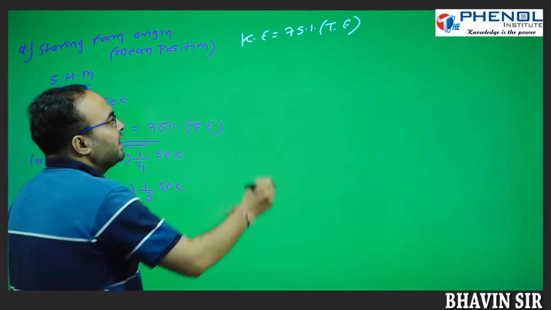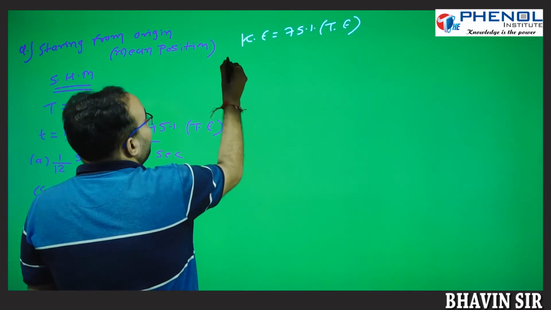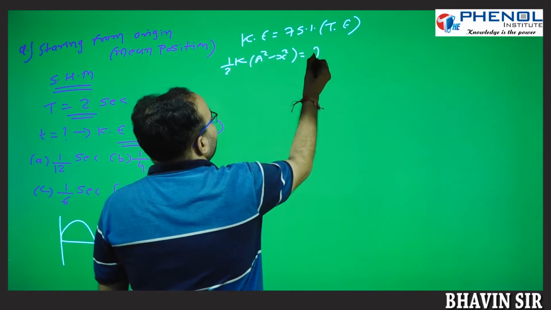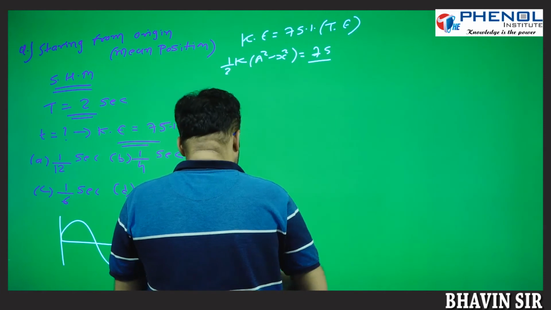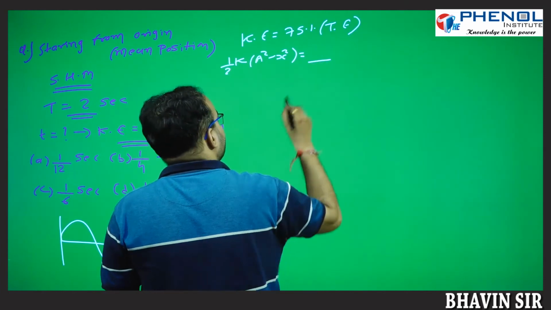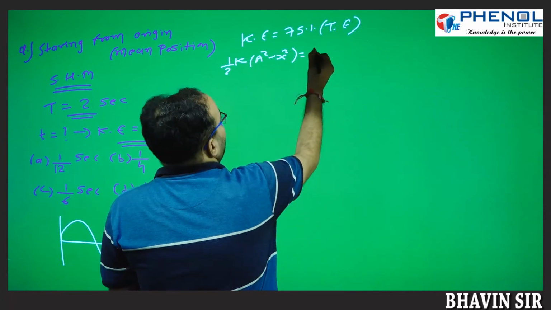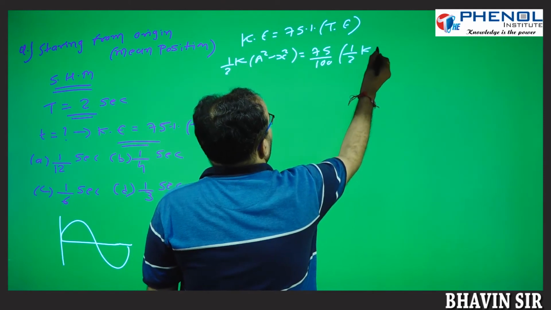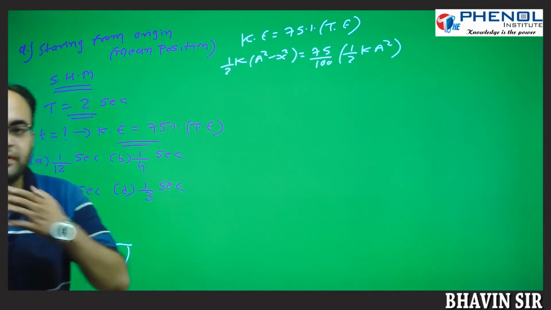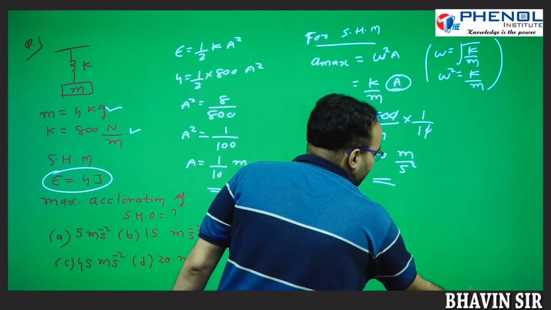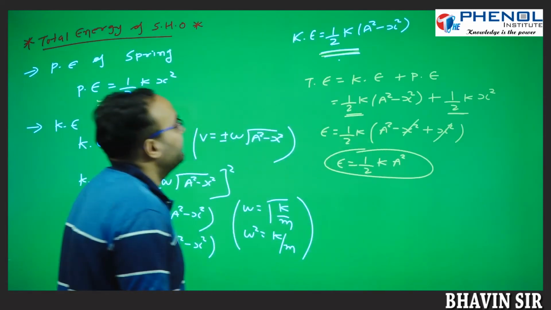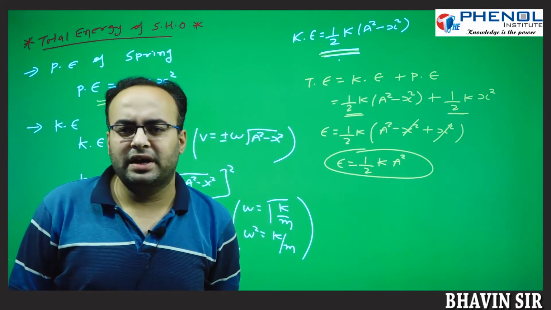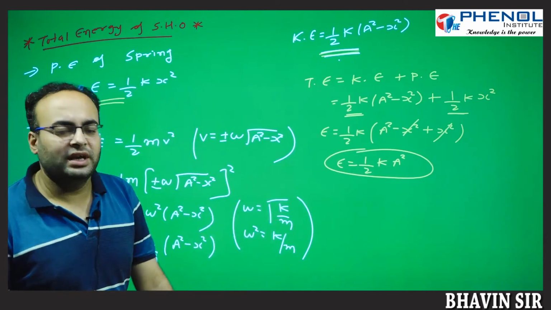Okay, so what is the formula of kinetic energy? Half K, A square minus X square, and for percentage we divide by 100. So 75/100 of the total energy. What is total energy? Half Ka square. See, we derived this. The kinetic energy is half K, A square minus X square. The total energy is half Ka square.